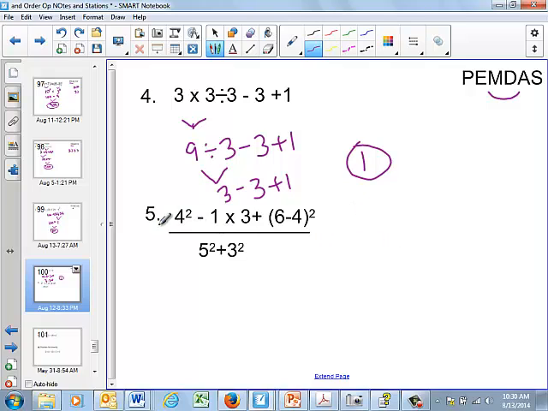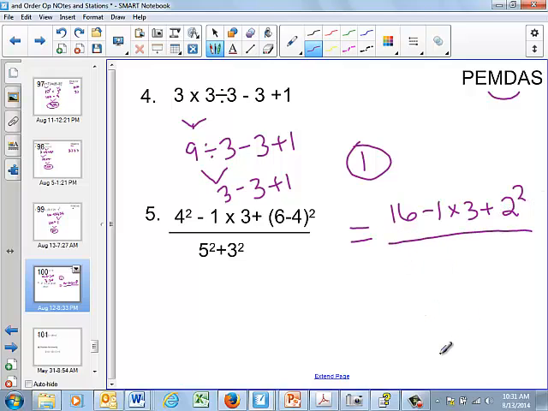We're going to start by doing the top. So I'm going to change the top, and I'm going to go ahead and do 4 times 4. 4 times 4 is 16. Then I'm going to rewrite my minus 1, my times 3, and my plus. 6 minus 4 is 2. So I'll go ahead and change that to 2 squared on the top.